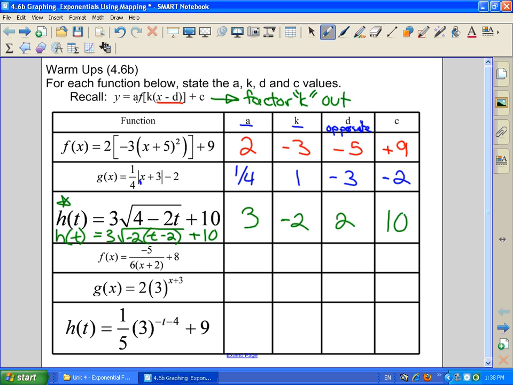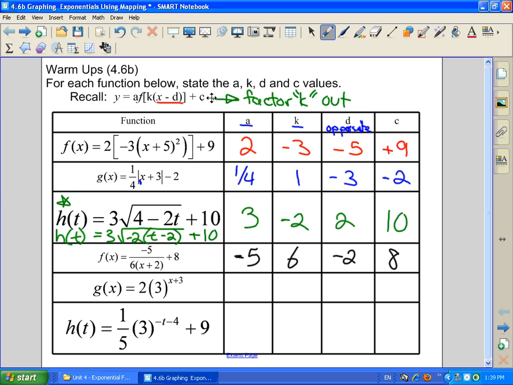Looking at f at x, ladies and gentlemen, that is a reciprocal function, and A is out front, which is on top in this case, so it's -5. K is going to be 6. D is -2, and C is 8.